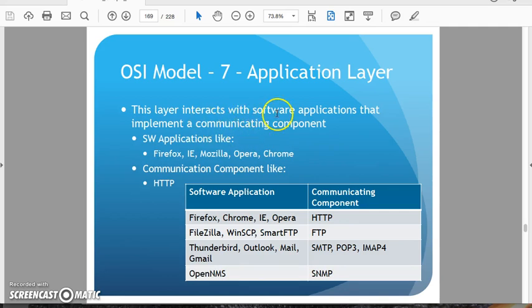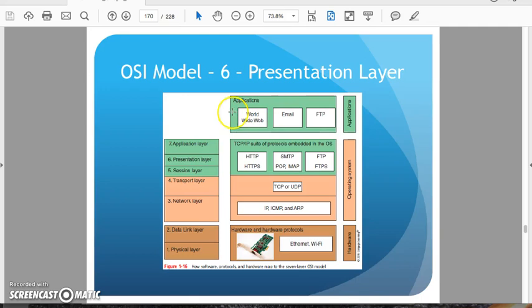So this layer interacts with the software applications that implement a communicating component, like my software application Firefox, Internet Explorer, Mozilla, whatever it happens to be. Those are interacting with HTTP and HTTPS. Things like my FileZilla is interacting with FTP. Things like my Outlook or Thunderbird or whatever is interfacing with SMTP and POP3, and so forth. These are the communicating components we're talking about. From my browser over to the web server. From my FTP client to the web server that's hosting that file or saving that file for me. That's what we're talking about, the application layer. So that's why they had those up here in the application layer.